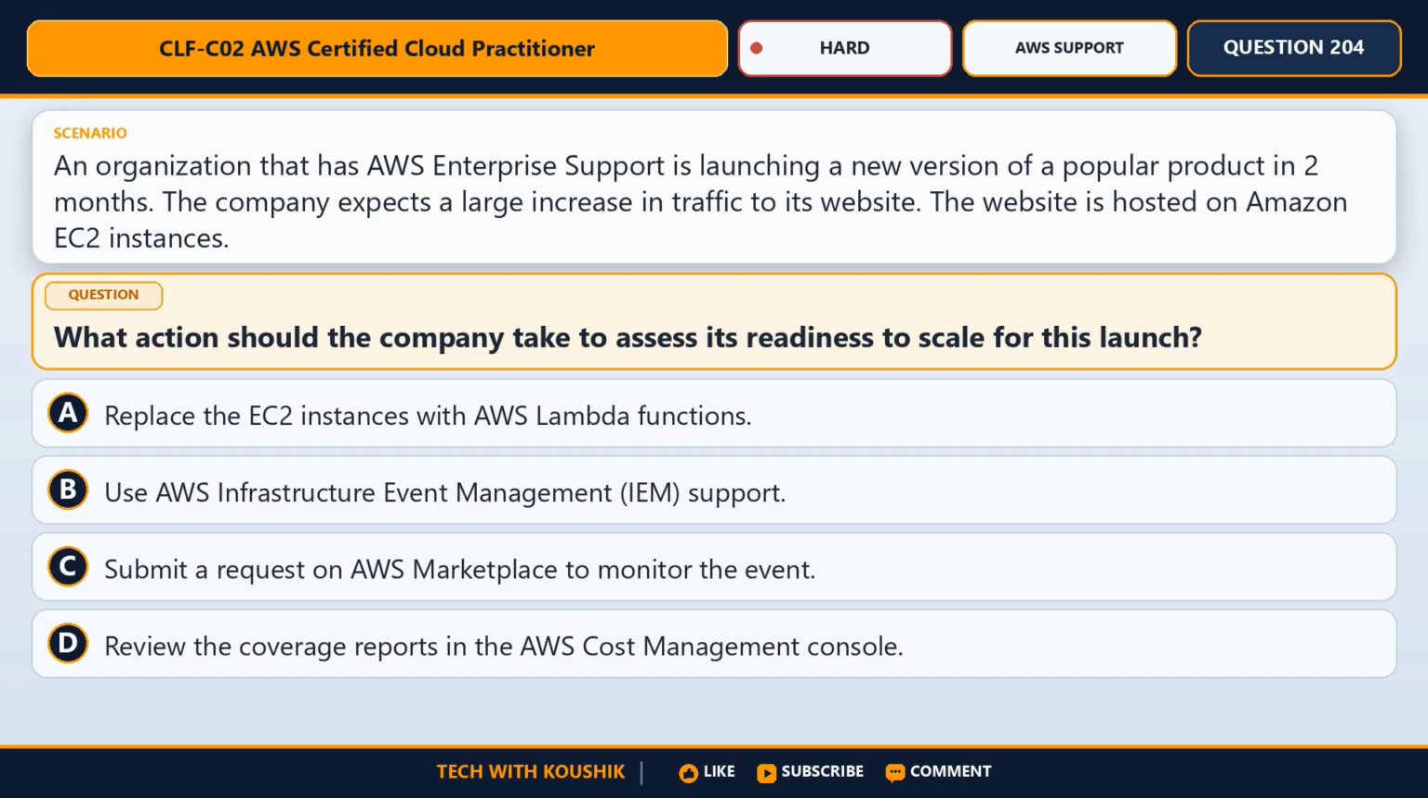Option A. Replace the EC2 instances with AWS Lambda functions. Option B. Use AWS Infrastructure Event Management (IEM) support. Option C. Submit a request on AWS Marketplace to monitor the event. Option D. Review the coverage reports in the AWS Cost Management Console.